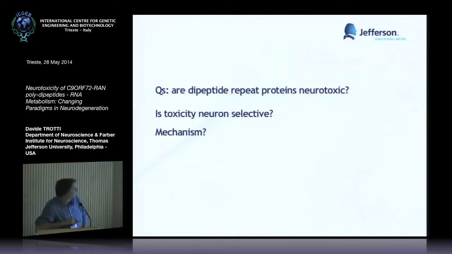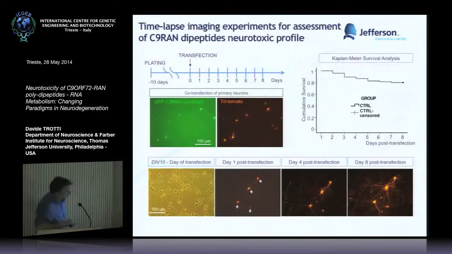So is the neurotoxicity neuron selective? And most of all, if they are neurotoxic, what is the mechanism? So to answer the first question, we turned to a time-lapse imaging experiment for assessment of the toxicity of these polypeptides. This is, again, a reminder of our protocol.